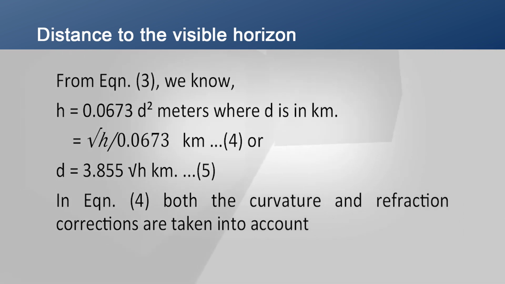So, d can be calculated as d is equal to root over h upon 0.0673 in kilometers, or d can be written as 3.855 root over h in kilometers. So, in the above equation, both the curvature and refraction corrections are taken into account.